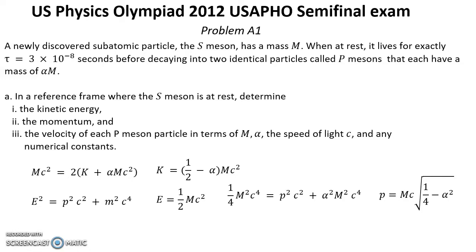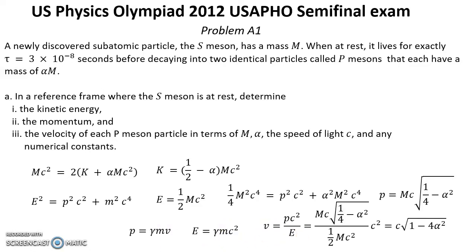For a particle of mass m, we have momentum p equal gamma m v and energy equal gamma m c squared. And we can divide momentum by energy and find the speed. The answer for the speed v is finally c multiplied by the square root of 1 minus 4 alpha squared. That was the answer for the third part.